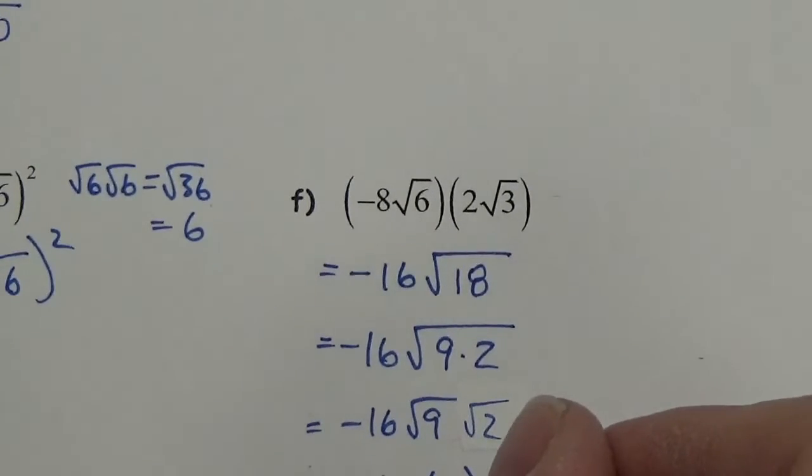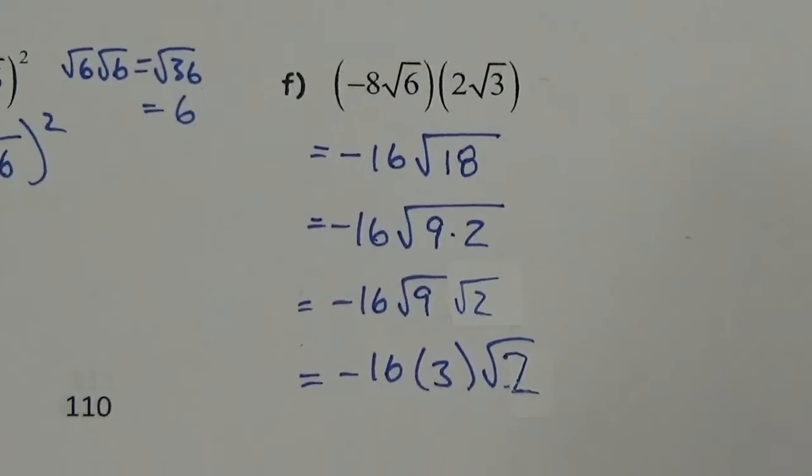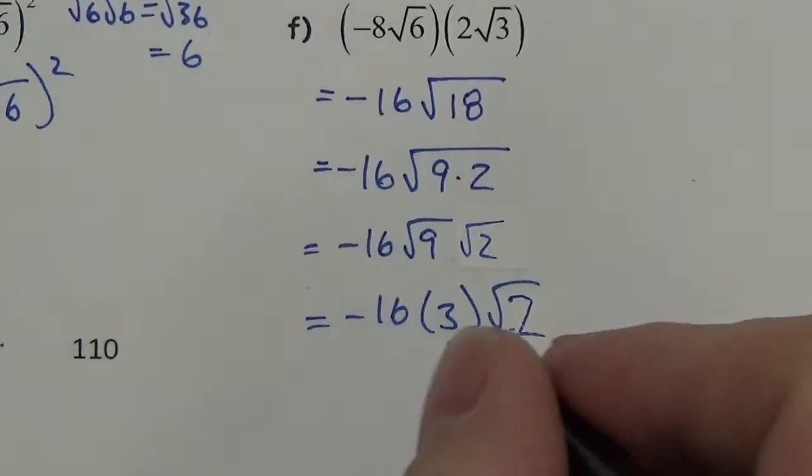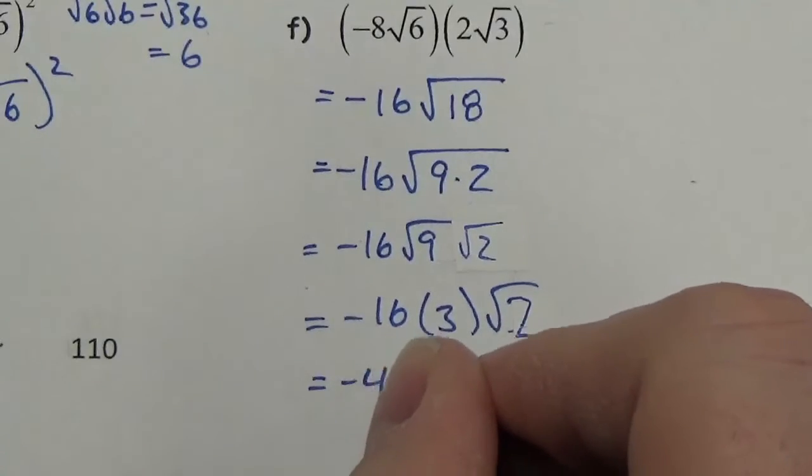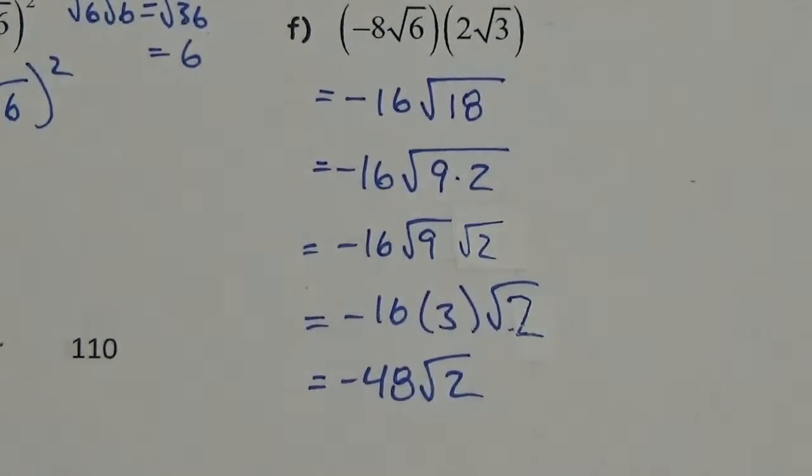Highly suggestible today. Even to myself, I'm suggestible. Oh, whoops, you can't even see that. I'm sorry. And then 3 times 16 is going to be negative 48. So this will be negative 48 root 2.